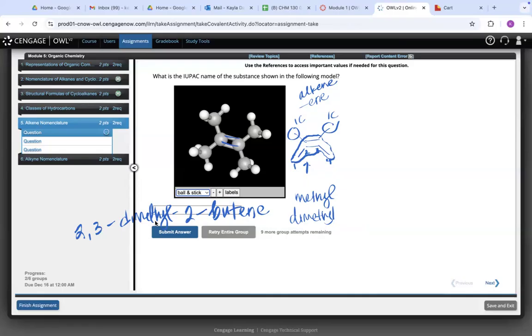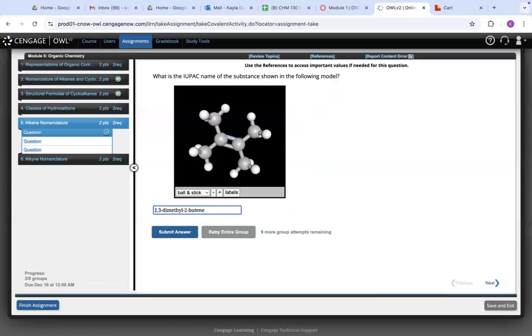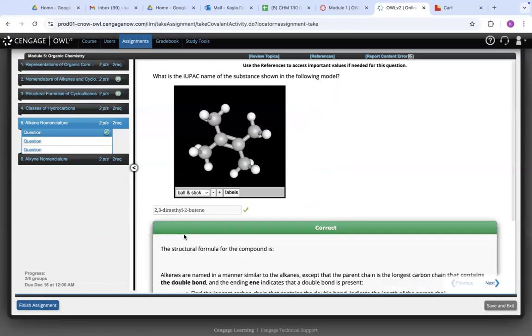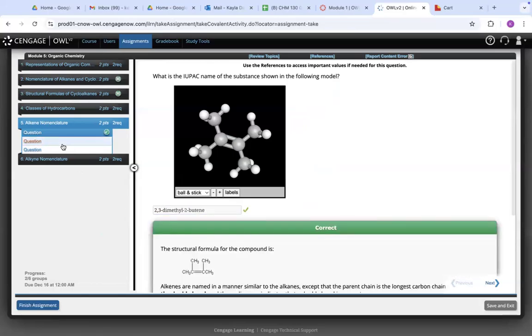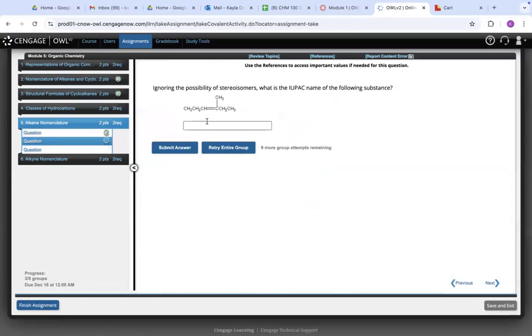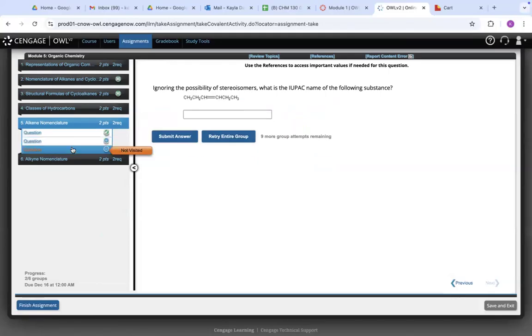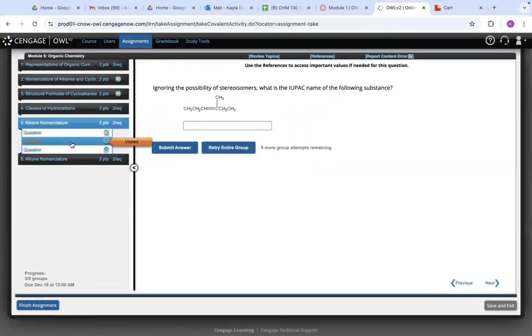All right, so 2,3-dimethyl-2-butene. 2,3-dimethyl. All right. Here's another butene. Let's see. Yeah, let's do this one.